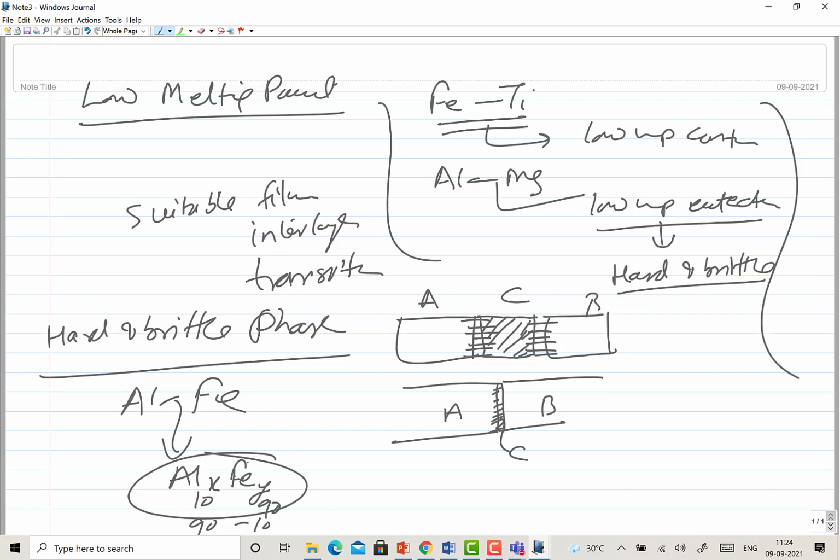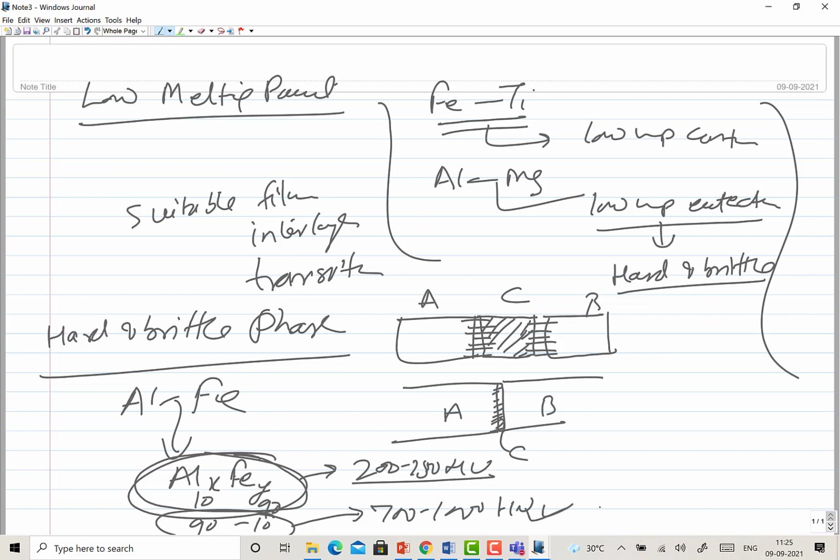So if you talk of low aluminum and high iron, it may offer you say 200 to 250 HV, right? On the other hand, if you talk of a high aluminum and low iron intermetallic compound, it may offer you 700 to even 1000 HV. So this is even harder than the martensite, which is say 700 to 800 HV.